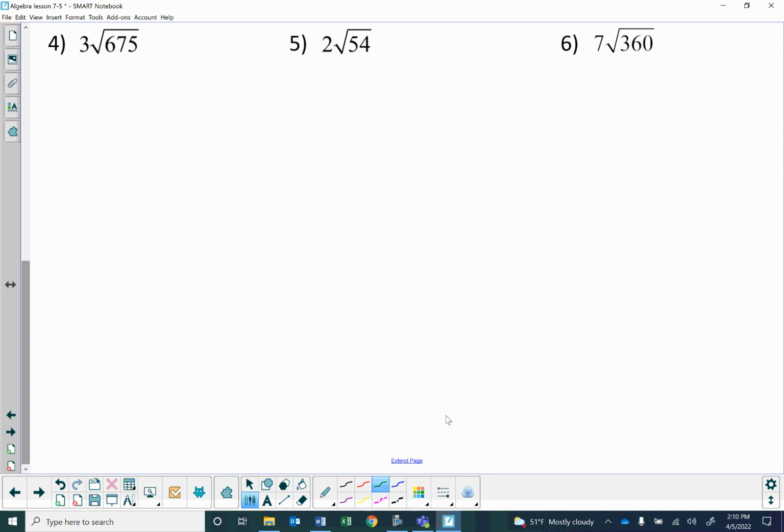So I'm going to attack this one just like I attacked the other problems. I'm going to see what I can do, and I know this ends in a 5, so I'm thinking of dividing it by 5. So 675 divided by 5 is 5 times 135.